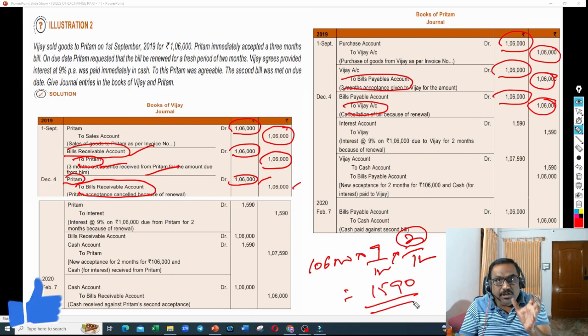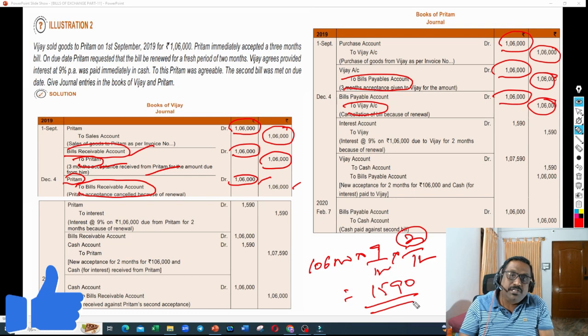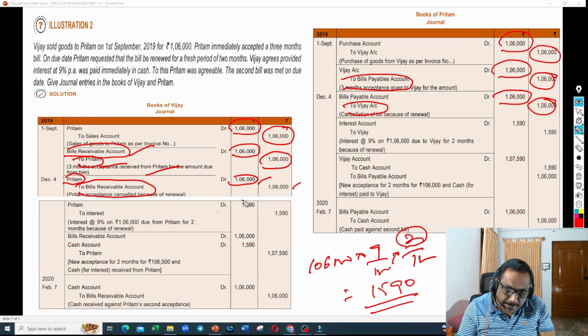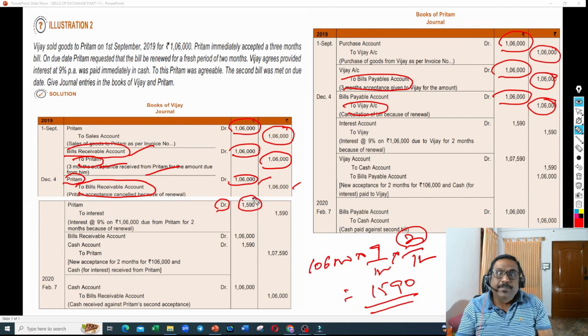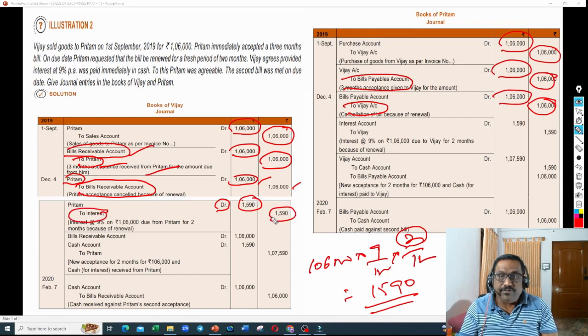We first need to post a due entry. What is the due entry? Pritham has to pay this interest to Vijay. So Pritham will become a debtor, an asset. So Pritham account debit 1,590, and interest is an income for him. So he created interest to the extent of 1,590. That is the entry Vijay will write.